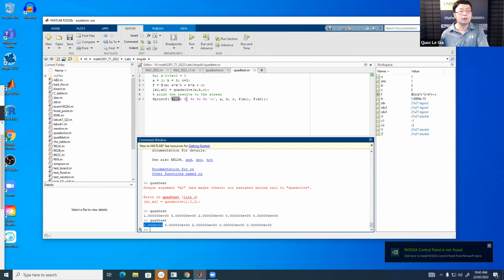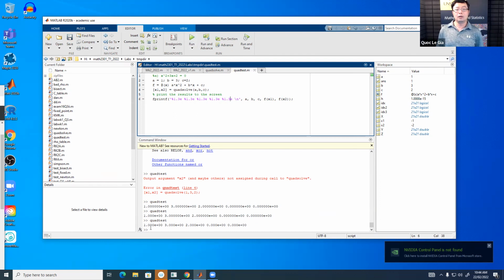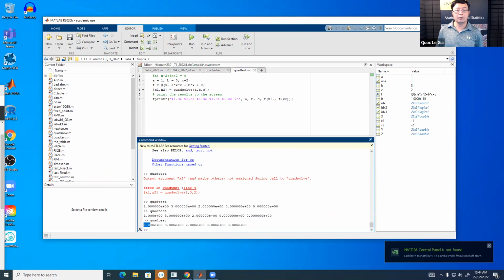And you can do the same thing for the other, so 1.3, 1.3. So this one, they call it a format string. You have to give a format. What do you want the f command to print? So see, now I'll print out only 3 digits after the dot. Yeah.